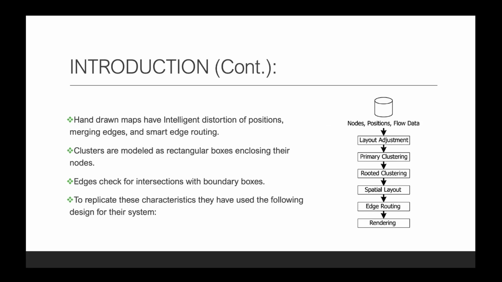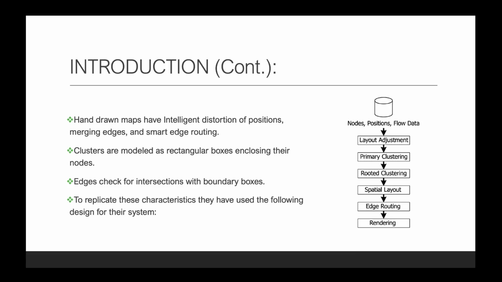Hand-drawn maps have always had some significant advantages such as intelligent distortion of position, merging edges and smart edge routing. Clusters are modeled as rectangular boxes enclosing their nodes. Edges check for intersection with boundary boxes. To replicate these characteristics, the following design is used for their system.